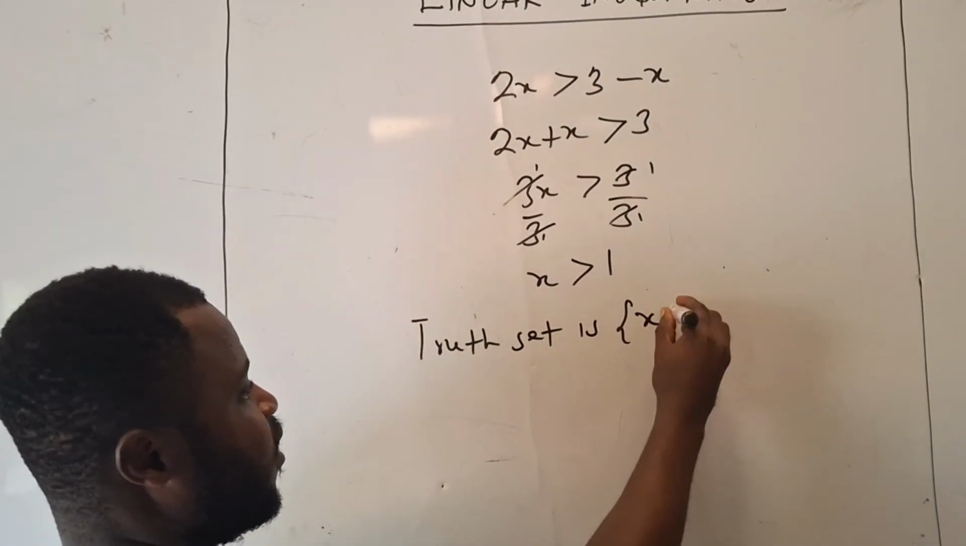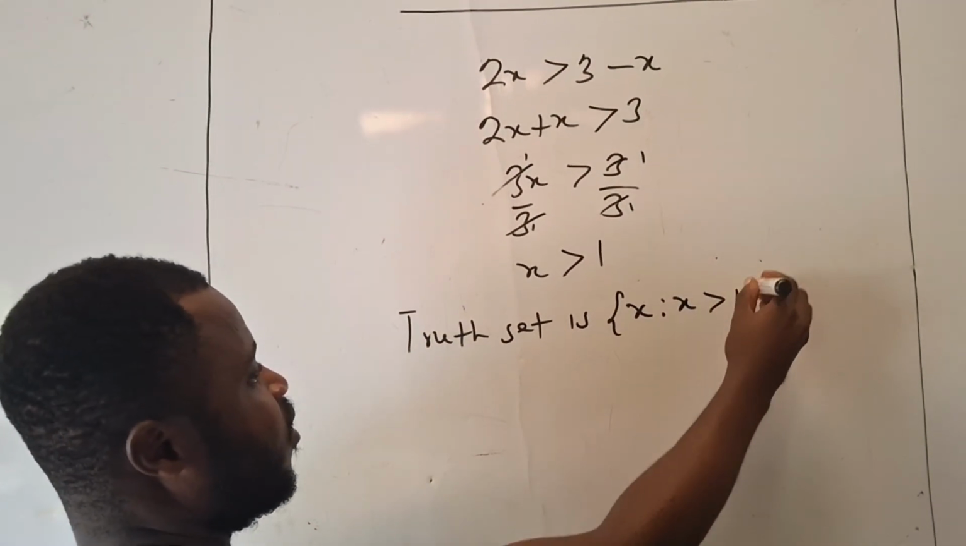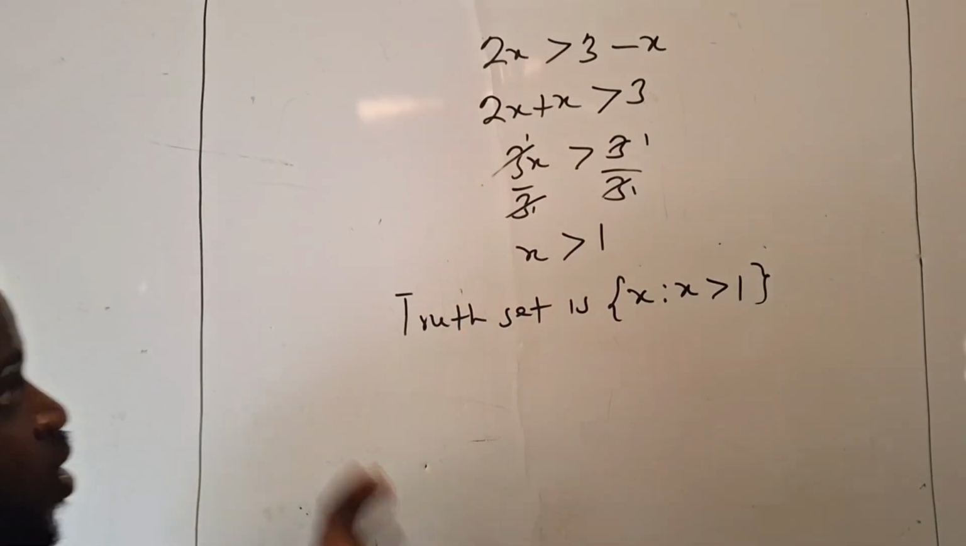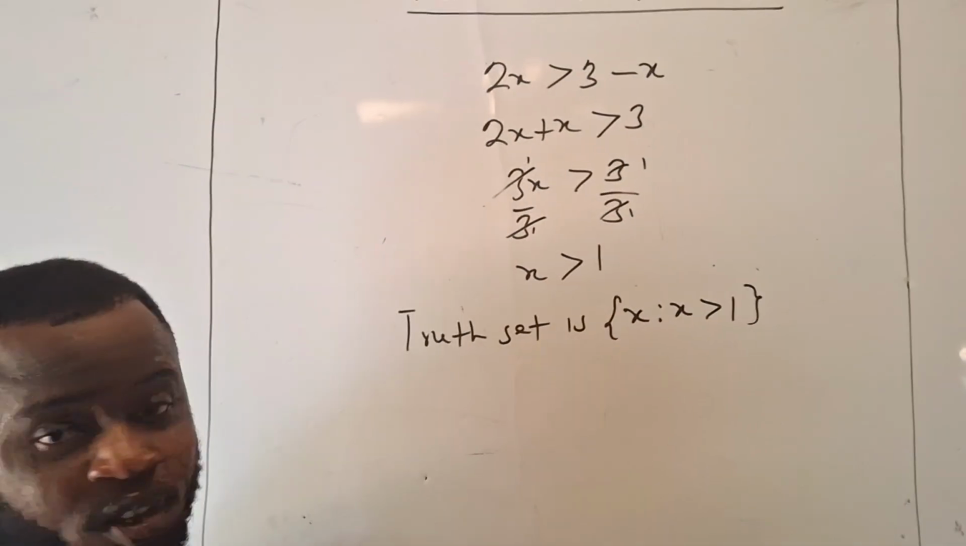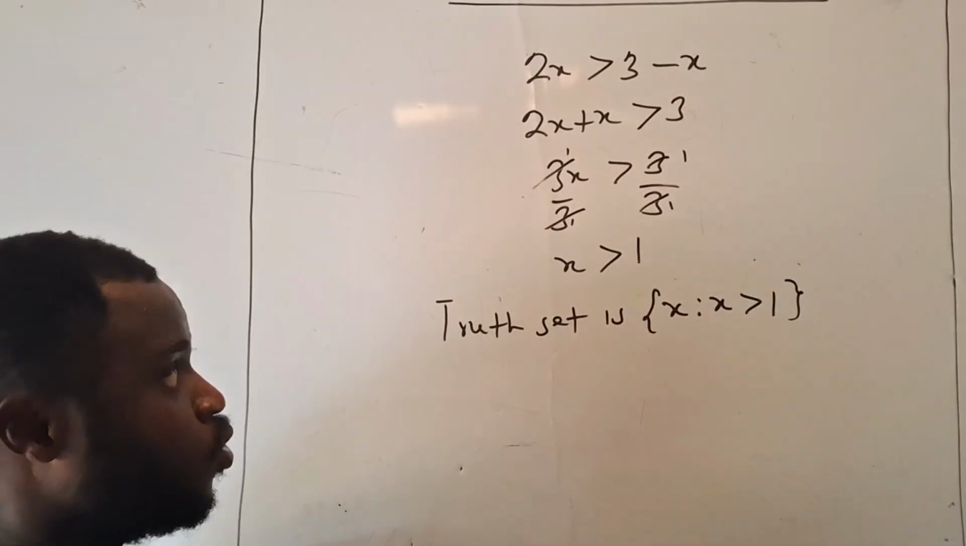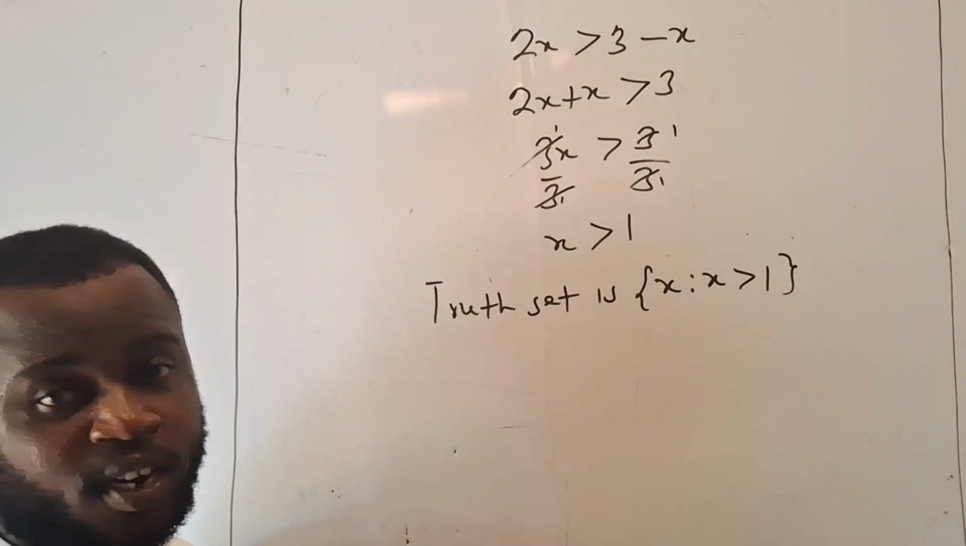So the truth set is x such that x is greater than 1. So this is how we solve this as an inequality. Simple to understand. So we are going to take the next question.